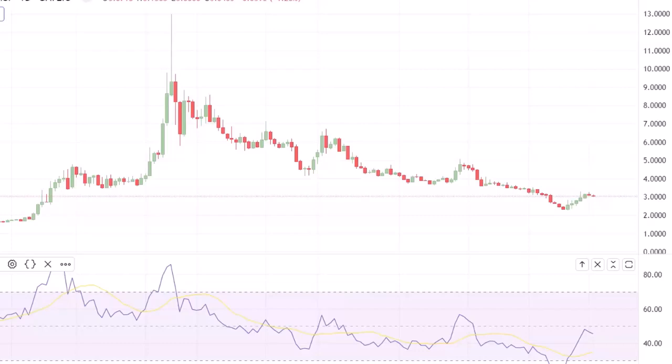Look, every time I buy, the price goes down. It doesn't matter what the indicators say. When I buy, everybody sells. When I sell, everybody buys. That's just the way it rolls.